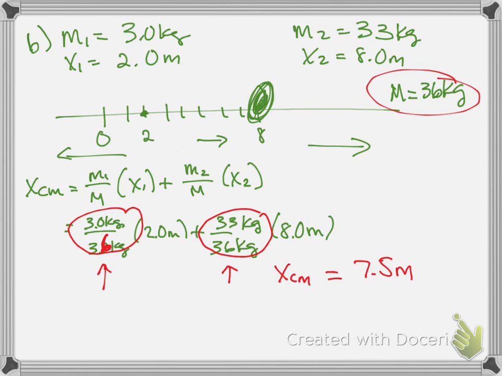There's no way you could do this and end up on the other side of 2. But we're definitely much closer to 8 than we were to the 2, and that's because our M2 is so much bigger. You'll do more examples like this with center of mass, but this should give you a good start.